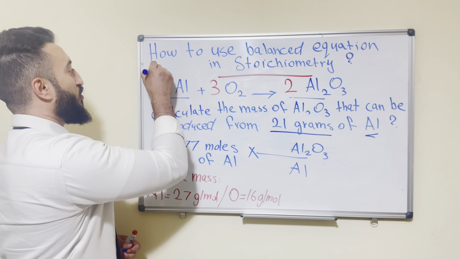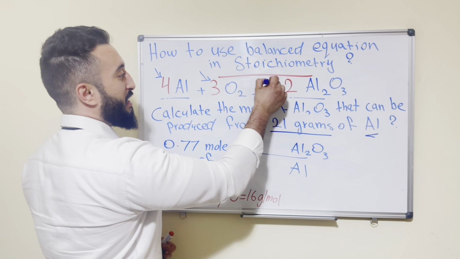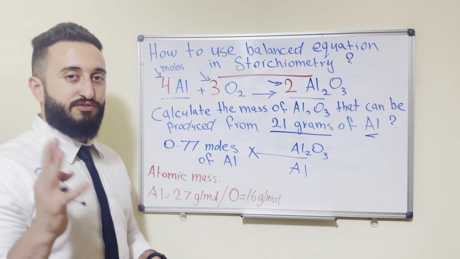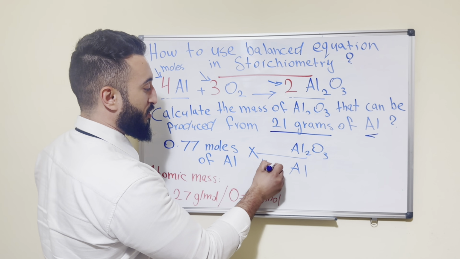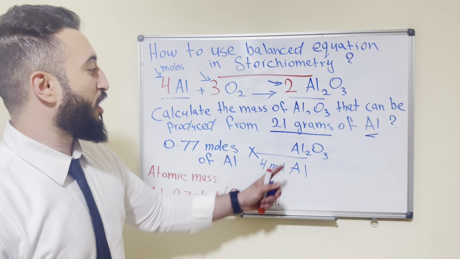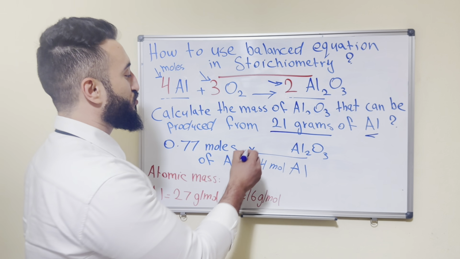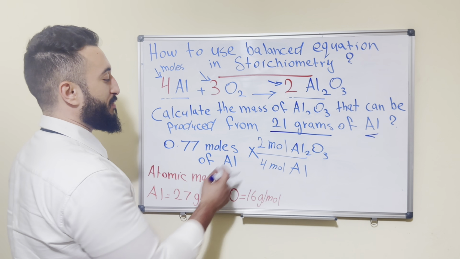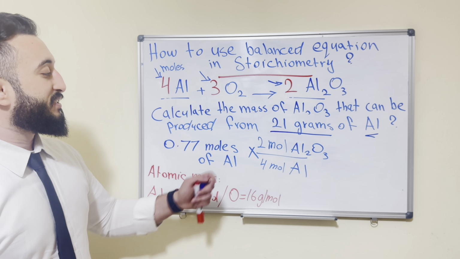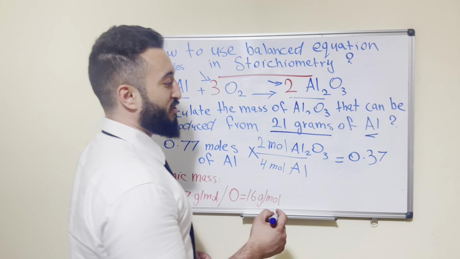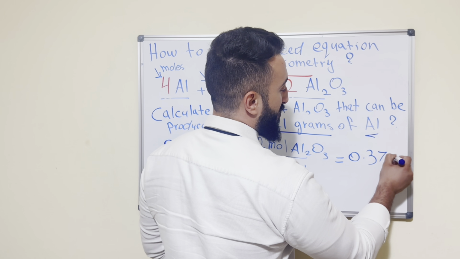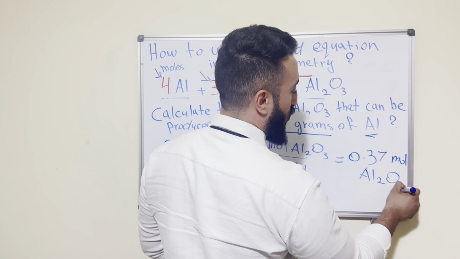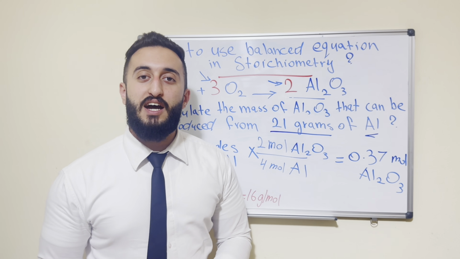We said that this coefficient equals the moles. So how many moles of aluminum do we have? We have 4. So 4 moles of aluminum. And how many moles of aluminum oxide? We have 2 moles. So 2 moles of aluminum oxide. And let's multiply them together. So 0.77 times 2 over 4 equals 0.37. And this is the number of moles of what? Of Al2O3. So this is the second step in this type of question.